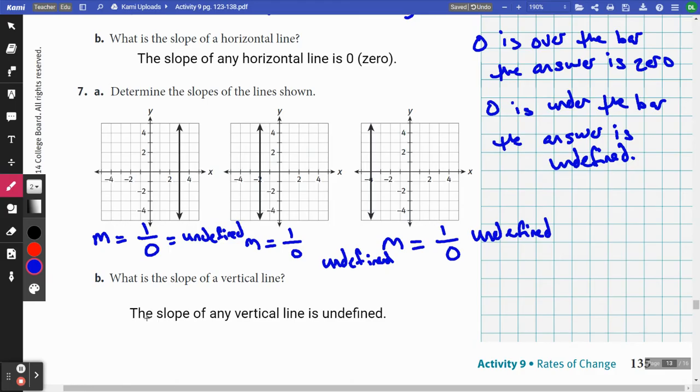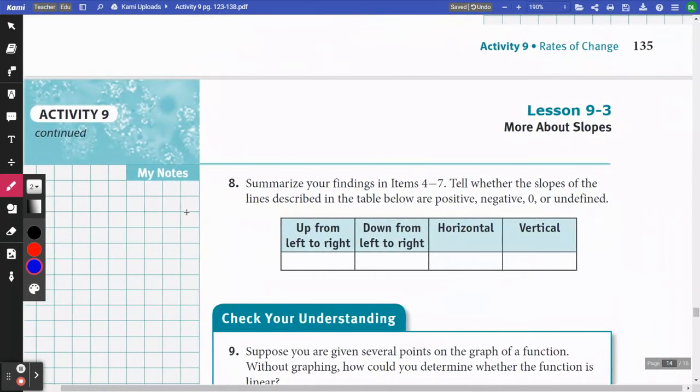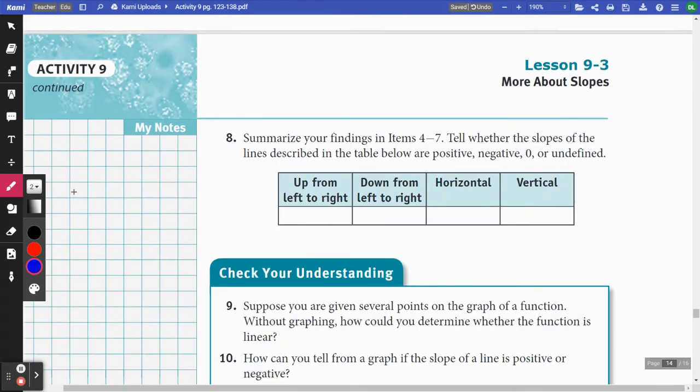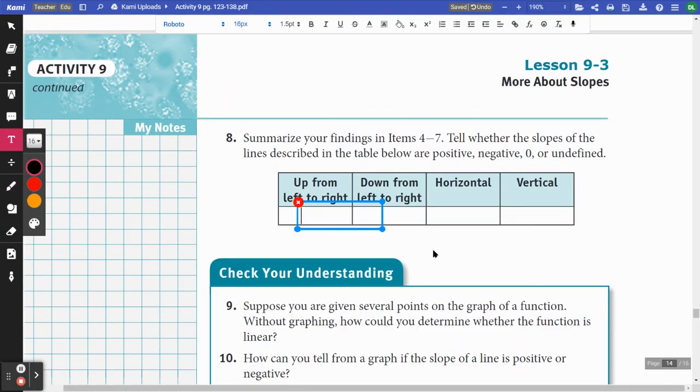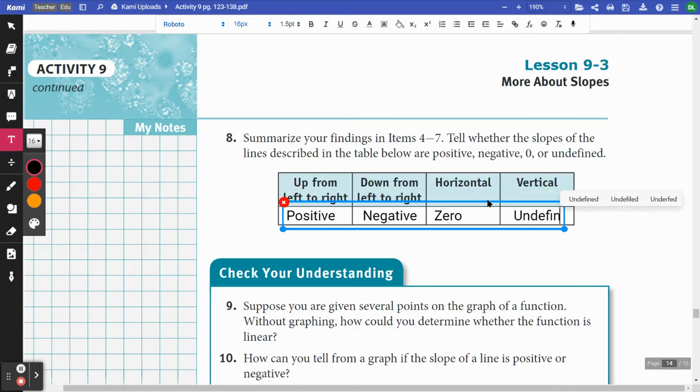All right, so number 8 is just summing up. If it goes up from left to right, then the slope is positive. If it goes down, the slope is negative. All right, horizontal line, the slope is 0. And a vertical line, it is undefined.